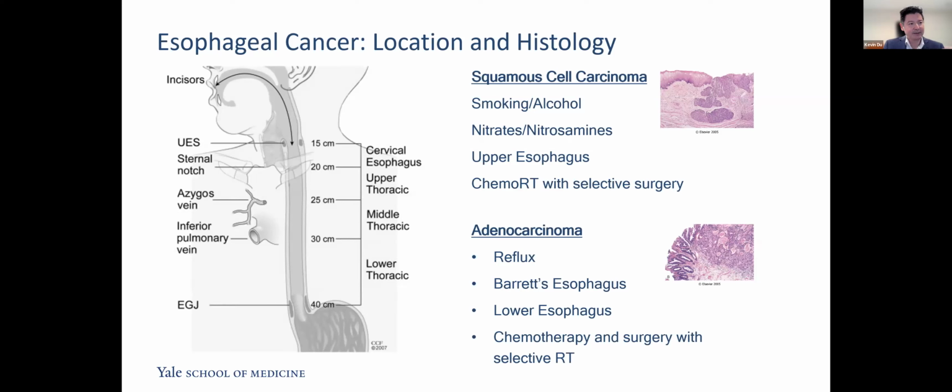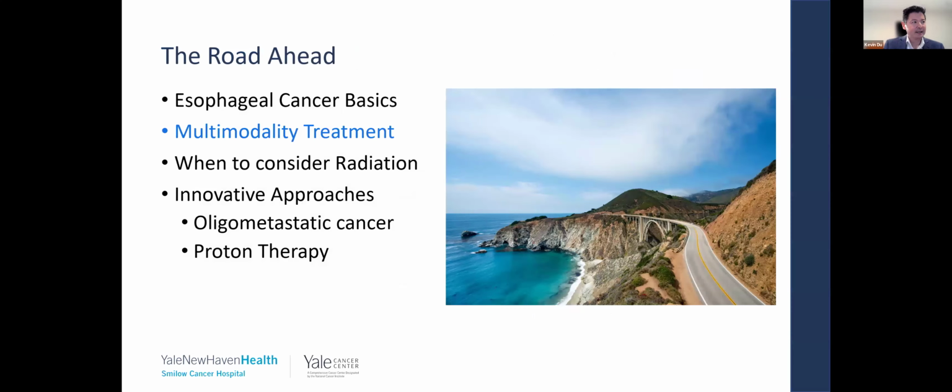And then when we think about considerations of radiation, we also think about the location of the cancer. Is it in the upper cervical esophagus, the middle thoracic, or lower thoracic locations, and how might that affect radiation decision making. Over the years, we've used a lot of different regimens, but as this panel shows, we've really focused a lot in the United States and Europe on the combination of chemotherapy, radiation, and surgery.